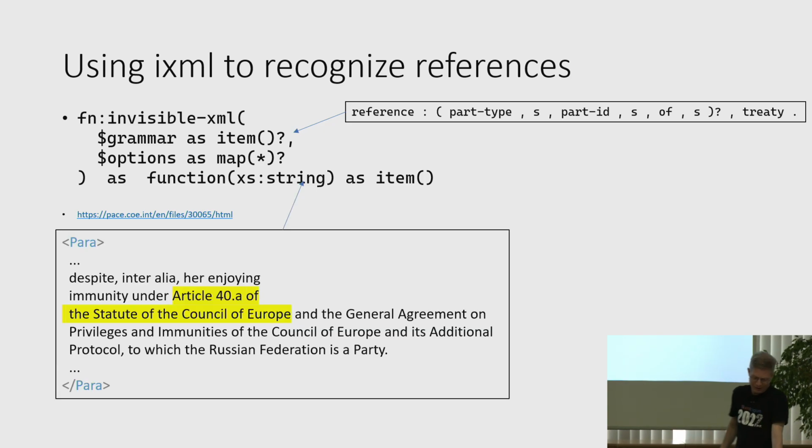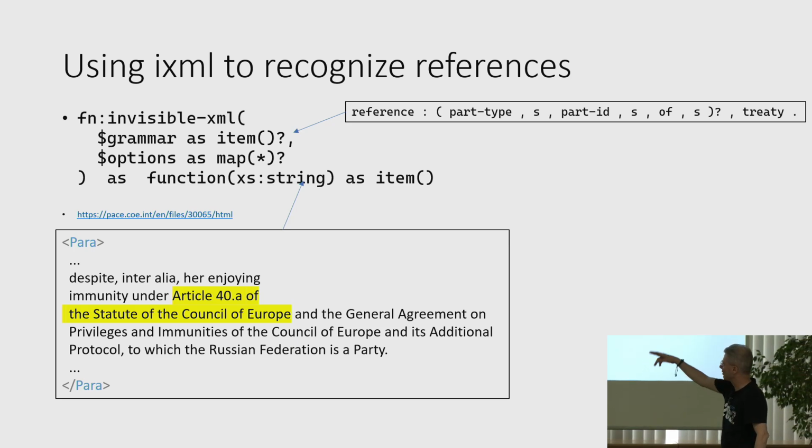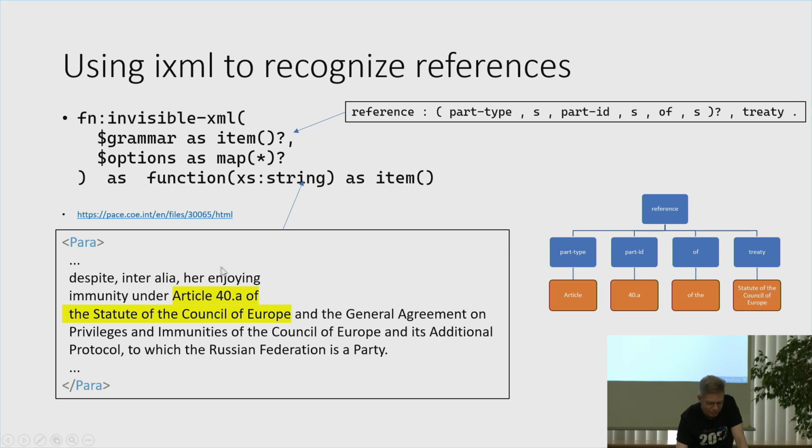Now here I have the part of the XML of the underlying document. So we have a paragraph, there's this text, I've marked it yellow, what we're going to recognize. Here's the grammar again, and when you feed this part of text into the parser, it will create an XML tree, which I've shown here. It's a reference with a part type article, 40A, of the Statute of the Council of Europe.